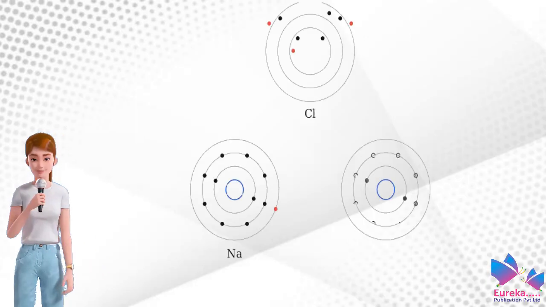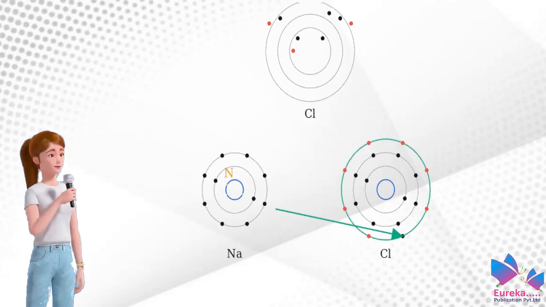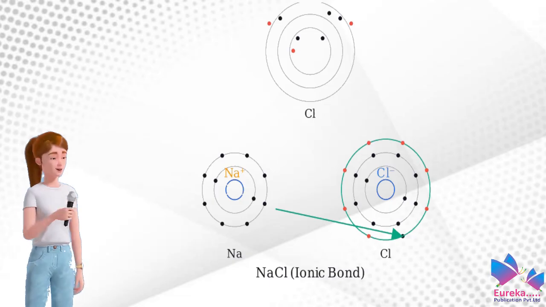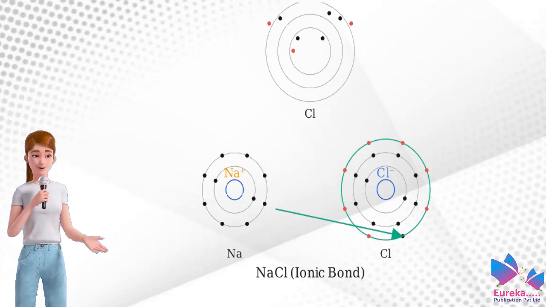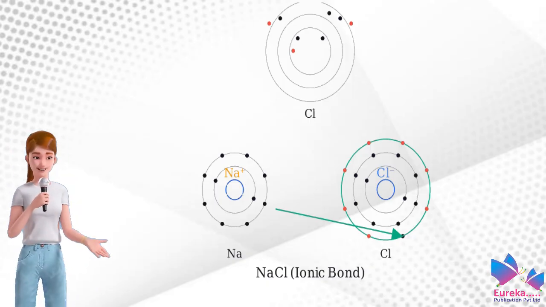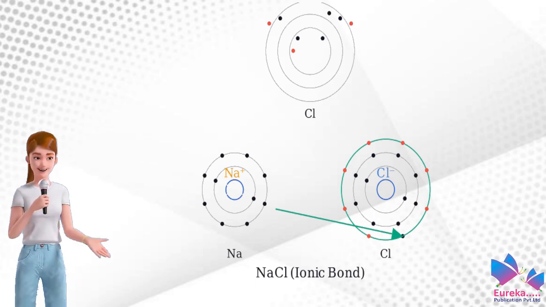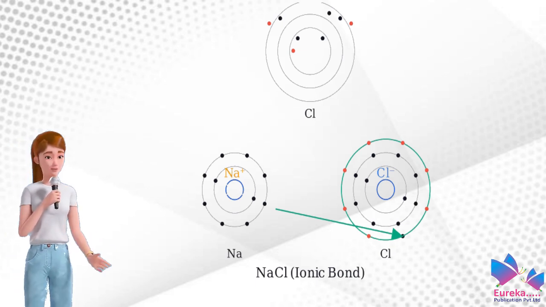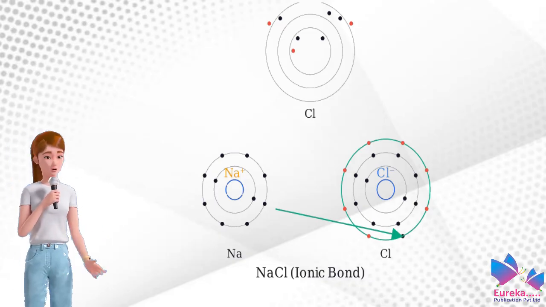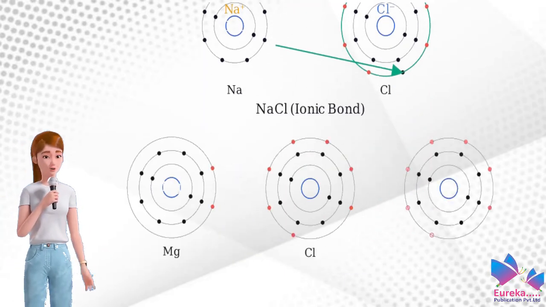Now we will demonstrate an electrovalent bond between sodium and chlorine. Sodium has 2, 8, 1 electrons, so it has 1 valence electron. Chlorine has 2, 8, 7 electrons, so it needs 1 electron to complete its octet. We place the two atoms side by side. Then the valence electron from sodium transfers to chlorine. After the transfer, sodium becomes Na+, and chlorine becomes Cl-. Together, they form NaCl.